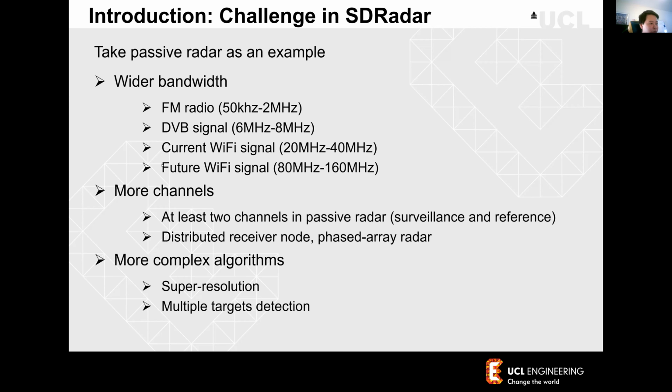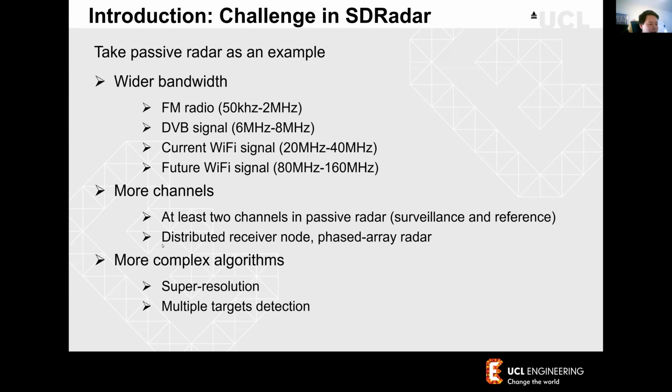And then for the future Wi-Fi signal, we are looking at something about 80 MHz and 1 to 160 MHz at the 60 GHz frequency band. Also, we are having more channels for passive radar. Currently, we need at least 2 channels, one for surveillance and one for reference. And this is the typical setup for passive radar.